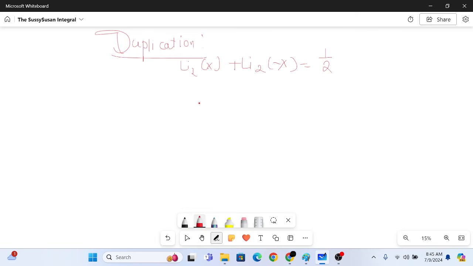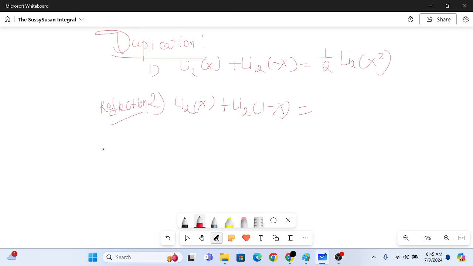Now the second one is the reflection formula. It goes something like this: Li2(x) + Li2(1 - x) will be equal to pi squared by 6 minus ln(x) times ln(1 - x). This is the reflection formula.